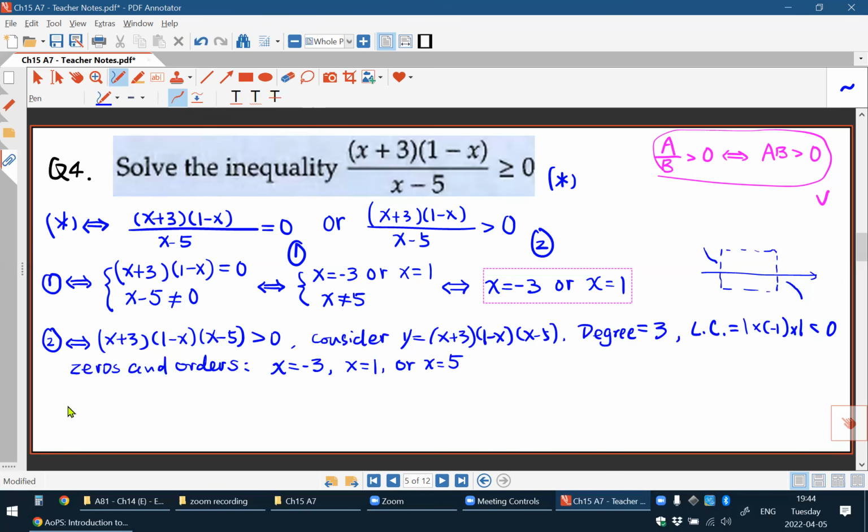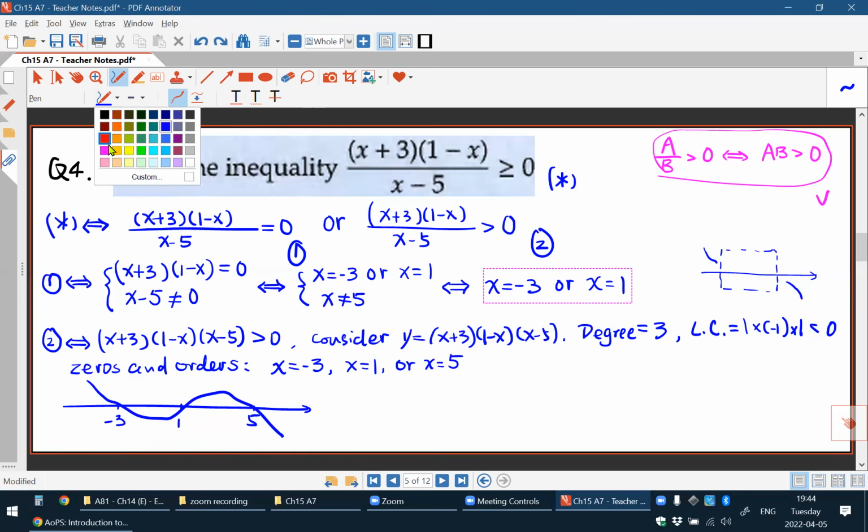And then we can sketch the graph of this function. So -3 order 1, 1 order 1, and 5 order 1. Then end behavior will look like this. All the way go to the first 0, -3, because all of them have order 1. So this function will cross each 0 like this, right? And our task is to find any interval that makes this function greater than 0, right?